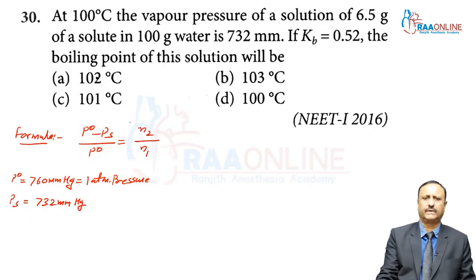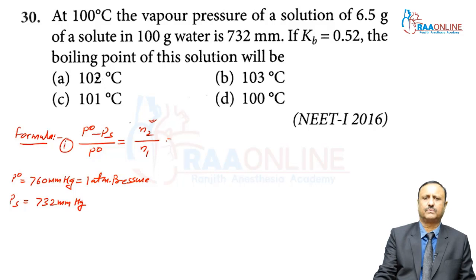Here, first of all, we can calculate N2, so the number of moles we can calculate. Then you can put the second formula. This is our first formula. We can use two formulas in this question, so we can get the answer. First of all, we calculate N2. N2 is the number of moles of the solute, and N1 is the number of moles in the solution, here the number of moles of water.